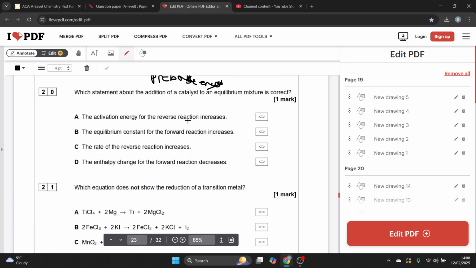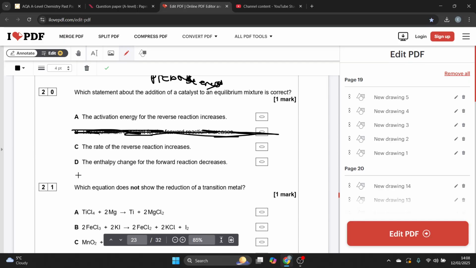Which statement about addition of a catalyst to an equilibrium mixture is correct? Activation energy for the reverse reaction increases. Equilibrium constant for the forward reaction increases. Addition of a catalyst: catalysts have no effect on equilibrium constant. Enthalpy change for the forward reaction decreases.